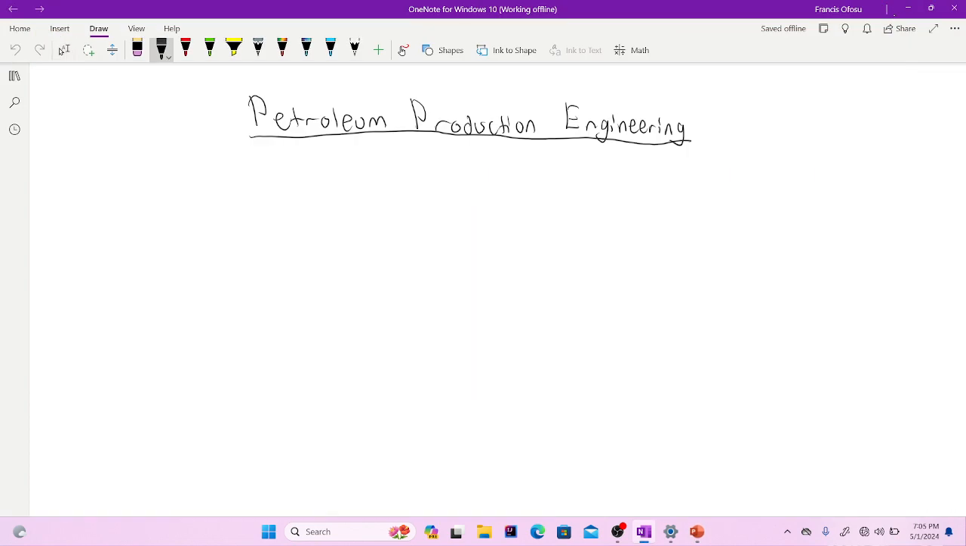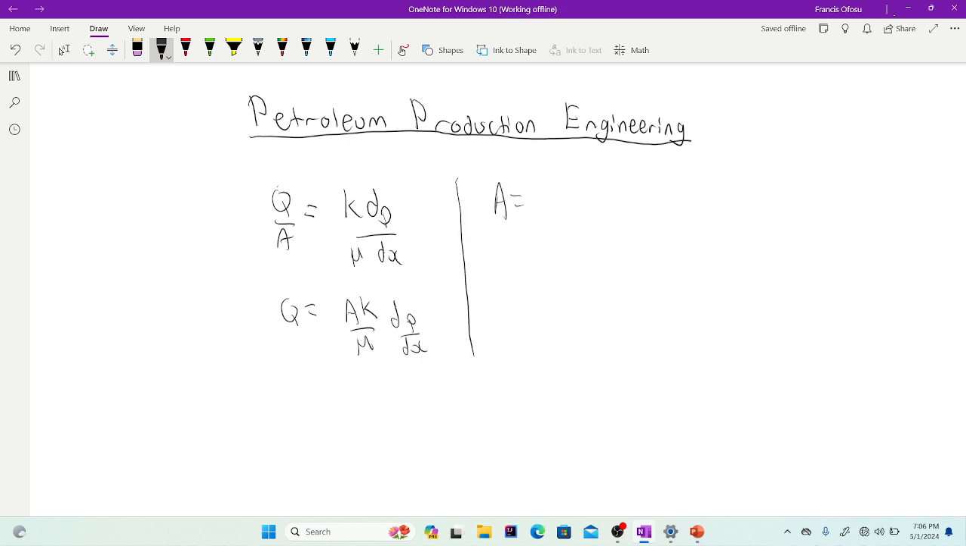So for this one, remember we said we have Q over A to be equal to K dP over mu dx. Before we do the cylindrical flow, our Q is going to be equal to A K over mu, then dP over dx. So our area is going to be given by 2 pi r h. Sorry, so let me bring the r here.